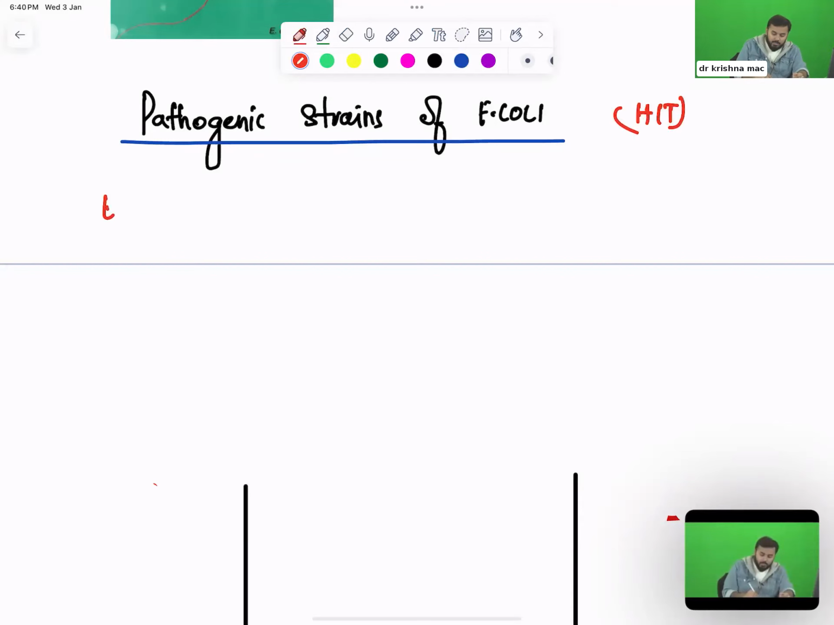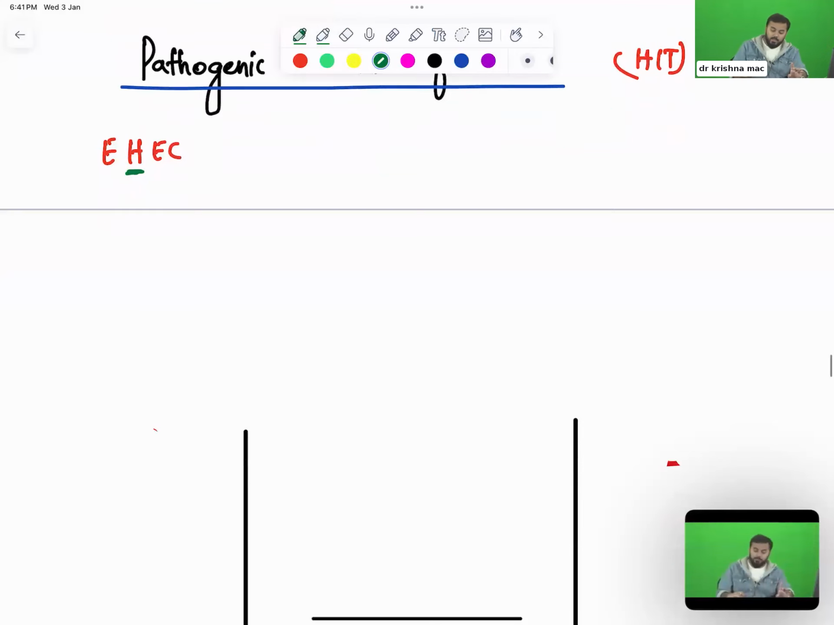What do you mean by H? All of you look here. EHEC. What is EHEC called? Enterohemorrhagic E. coli. There is one variant of E. coli called enterohemorrhagic E. coli. Next important one is EIEC. EIEC in the sense what? Entero-invasive E. coli. It means it will invade your body inside, right? It will perforate your intestines. And finally, we have T, that is ETEC. T stands for toxigenic.